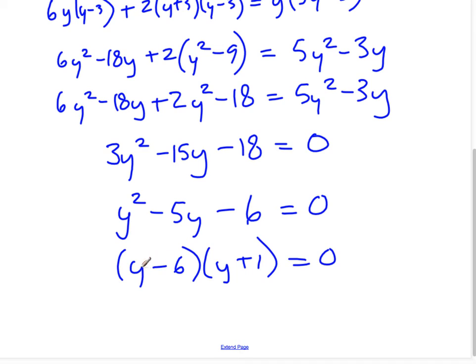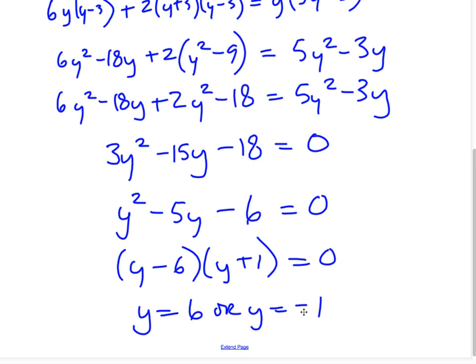Now this one, I'm hoping that it's factorable. That's my guess: y minus 6 and y plus 1, to be a minus 5. Minus 6 times 1 is minus 6. Yep, that works. So then I come to my solution of y equal to 6 or y equal to negative 1, using the zero product property.